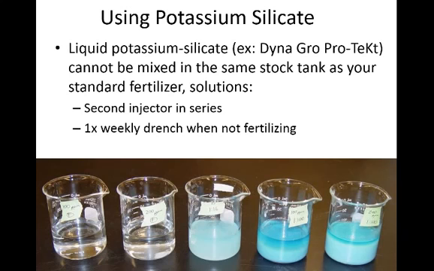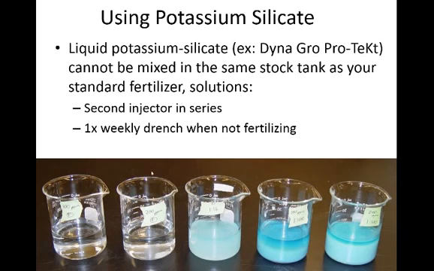For the potassium silicates, they are not compatible with our standard fertilizers. So if we use 20-10-20 or our commercial 25-pound bags of fertilizer, the potassium silicate will cause a precipitation reaction, and that's what's being demonstrated at the bottom here. So in a stock tank, they would not be compatible. So you either have to use a 2-injector, 2-stock tank type regime, so with that second injector in the series, or you have to do a once-a-week drench when you're not fertilizing with your standard fertilizer.